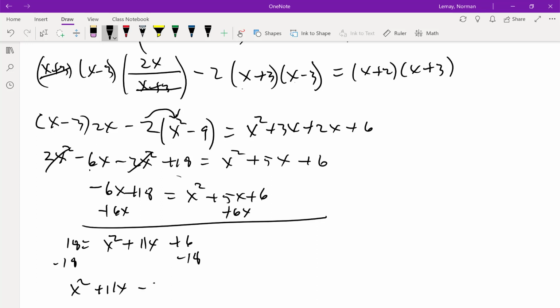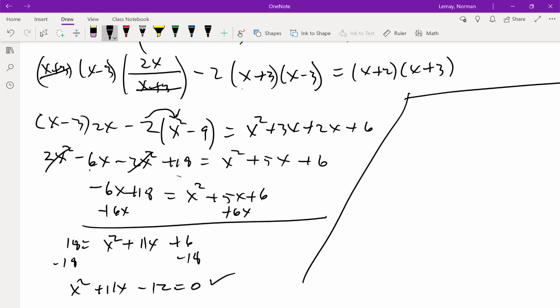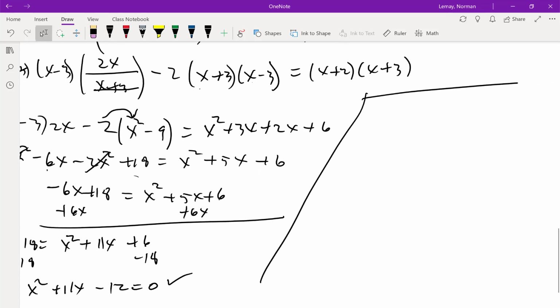Looks like here we get x squared plus 11x minus 12 equals 0. All right, so this is a familiar form that we talked about. So the question is, can we factor? I'm saying that we can factor this to x plus 12 times x minus 1. Since this is positive here, we can go ahead and verify.